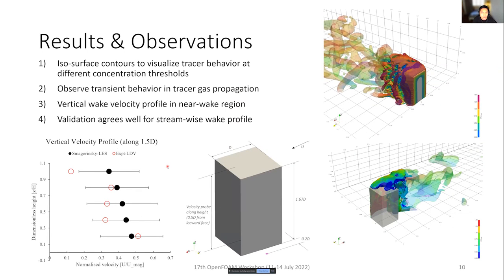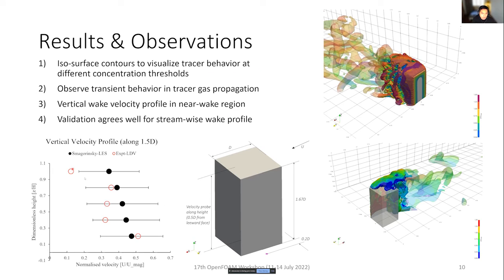And now moving on to some observations that we see in the CFD domain. What we are looking for is the isosurface contours to basically visualize the tracer behavior, and to observe whether the physical phenomenon, like I mentioned, the bubble test that we did physically, can also be observed in the CFD. We are looking at them at different concentration thresholds. We wish to observe the transient behavior of the gas propagation and also the vertical wake velocity profile in the near wake region.